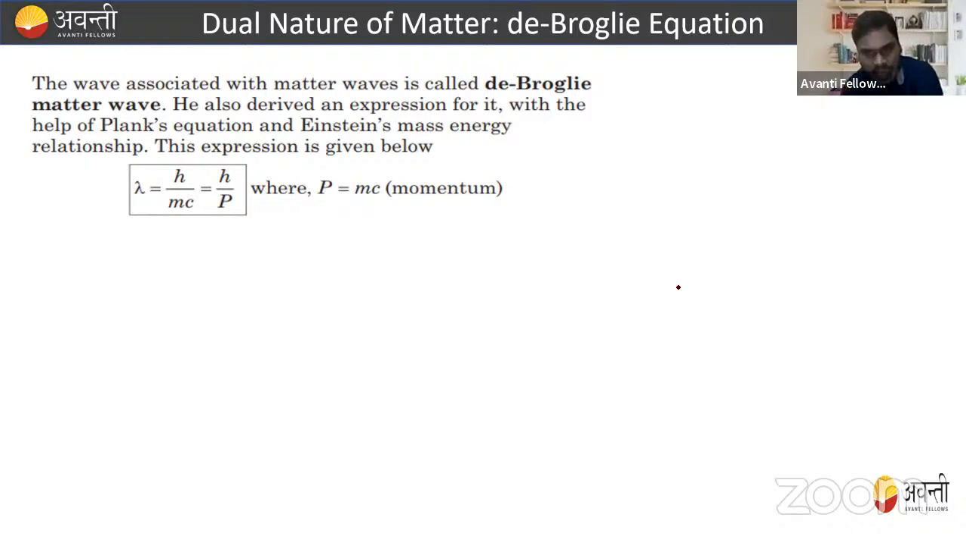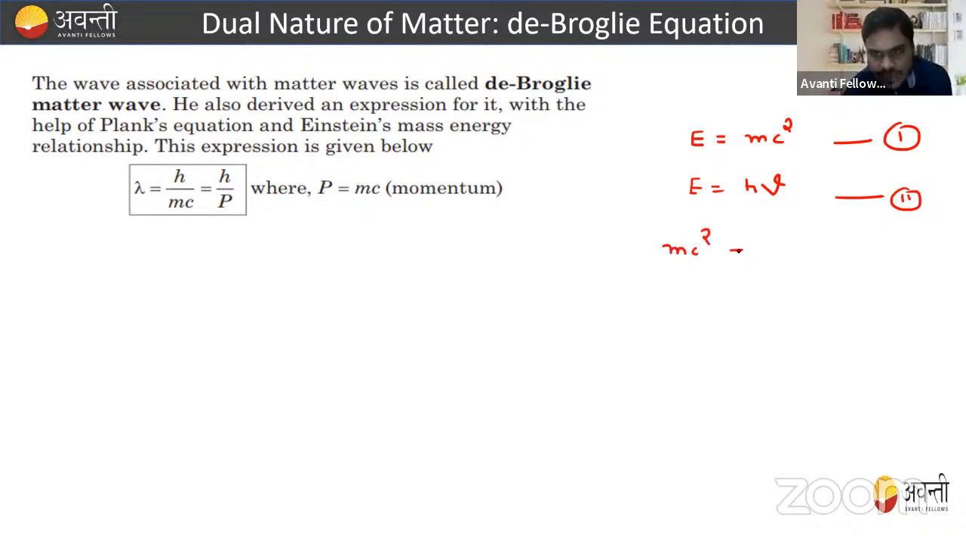Let us see how to derive the relationship. We know from Einstein's energy equivalence that E is equal to mc square. We also know from Planck's theory that E is equal to h mu. Now, just equating these two, on equating, what do we get? We get mc square is equal to h mu. We can write mu as c upon lambda. So just cancel one c with c.